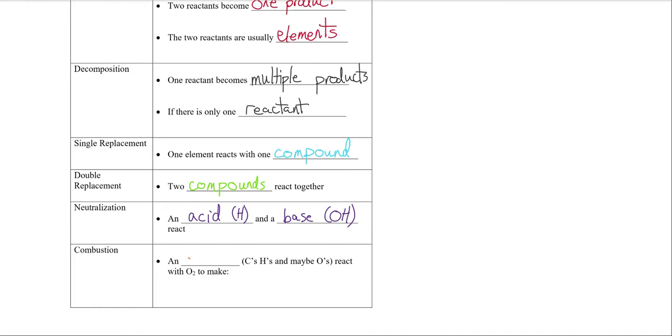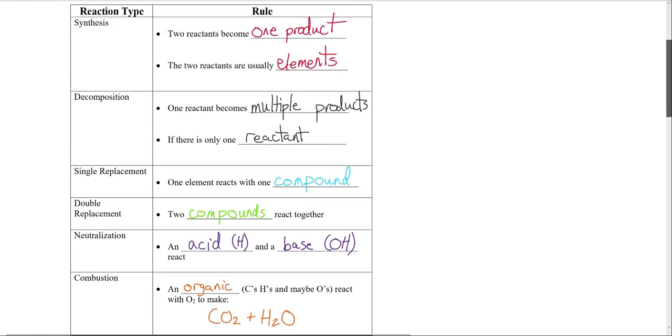This is any organic. So organics are made of C's, H's, and sometimes O's. So they're carbons, hydrogens, and oxygens. We often call those hydrocarbons, and they react with O2. So if you see any organic react with O2, you know it's got to be a combustion. Now the nice thing is that the combustion always makes the exact same products. So if you see the products of CO2 and H2O, you know that it is a combustion.